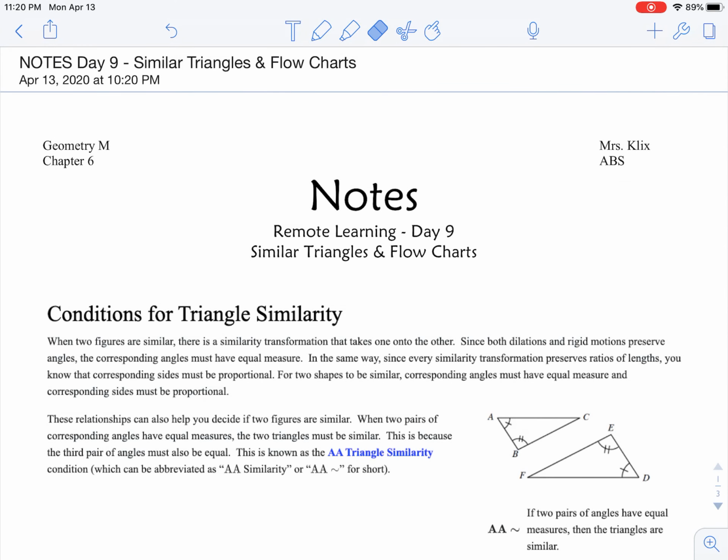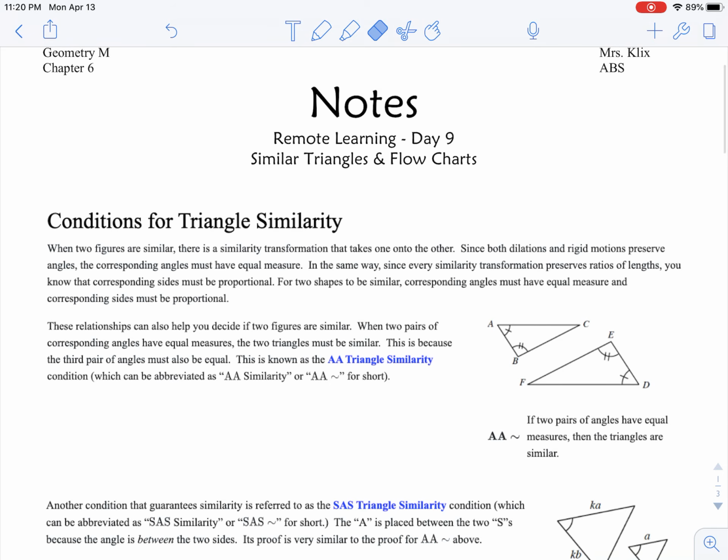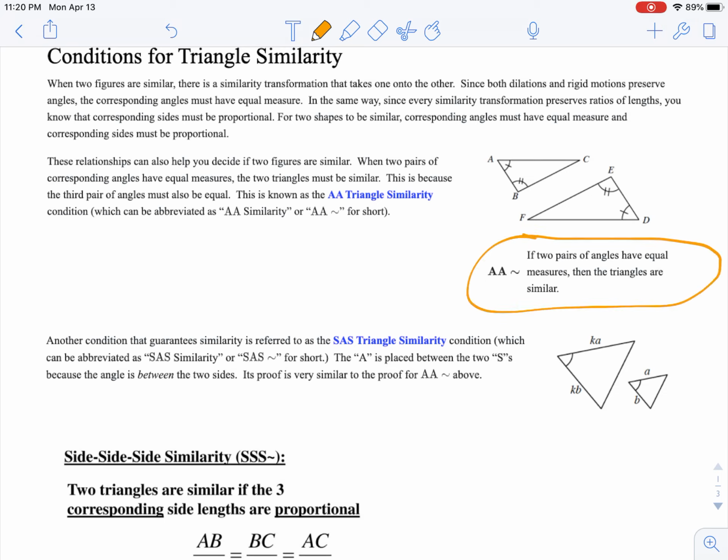All right, so today's notes are on similar triangles and flowcharts. We are going to have to talk about proving triangles that are similar, and there are three different ways to do that. The first method would be your angle-angle similarity theorem. If two pairs of angles have equal measures, then the triangles are similar.